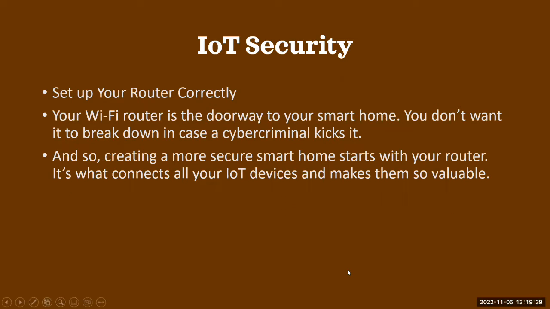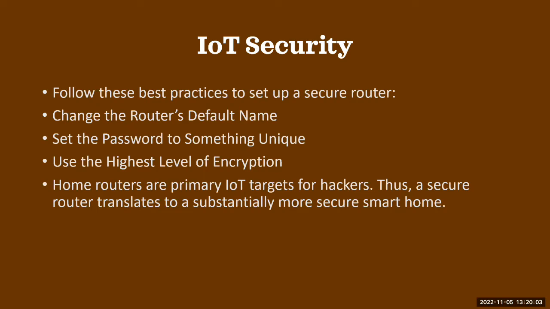First, you want to set up your router correctly. Your Wi-Fi router is a doorway to your smart home. You don't want it to break down in case a cyber criminal kicks it. And so creating a more secure smart home starts with your router. It's what connects all your IoT devices and makes them so valuable. You want to follow the best practices to set up a secure router.